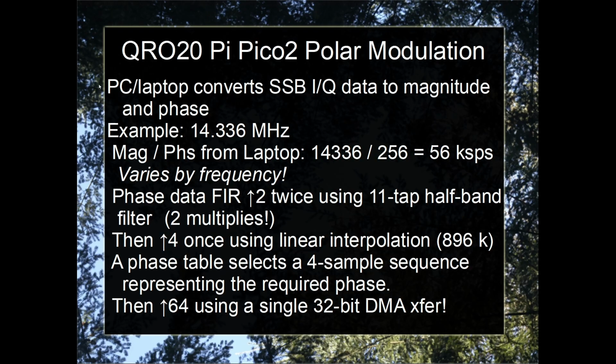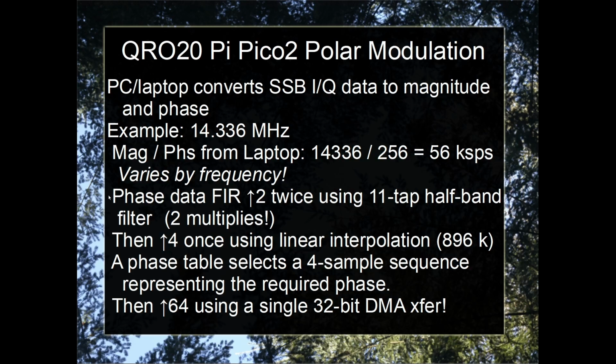So as I said, the PC laptop converts single sideband IQ data to magnitude and phase. If we look at an example here, let's say 14.336 megahertz to make it easy. The magnitude and phase data would get sent at 56 kilosamples per second, but this is going to vary by frequency because we do this exact division.